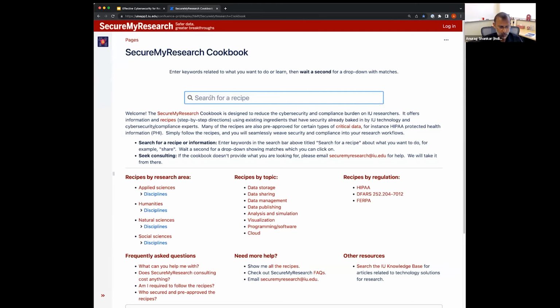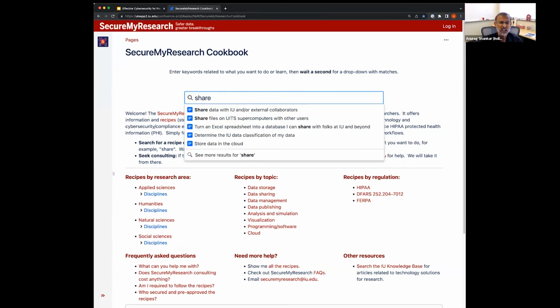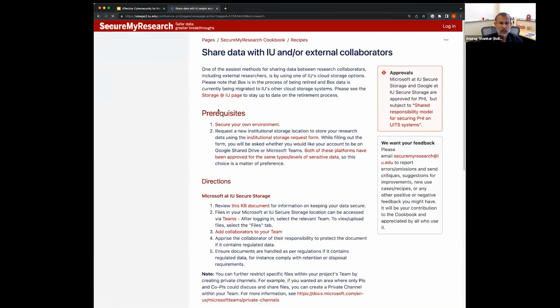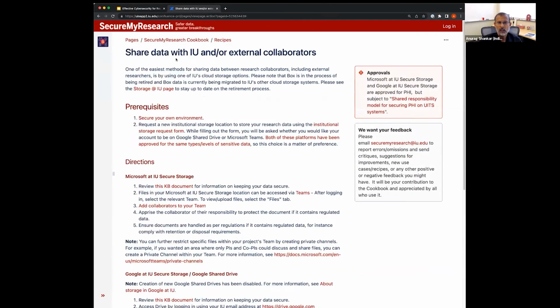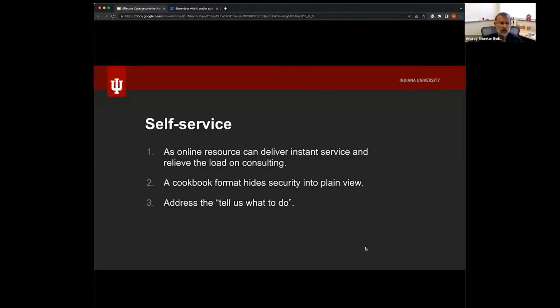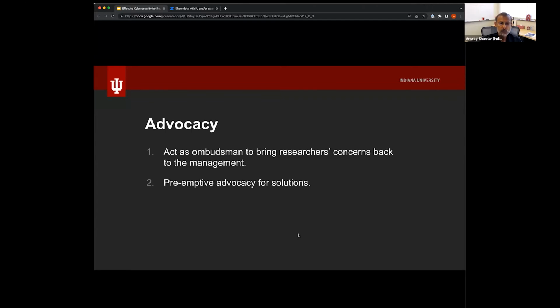So for example, here's the cookbook. You type in a keyword, and what comes back are use cases. So for example, if you said share data, the use case I've been talking about, and then there are step-by-step directions. And this is what essentially addresses the, okay, tell us what to do. So you just follow those steps, and you're compliant and secure, and so forth. And if that's not good enough, then you come to us. Email securemyresearch@iu.edu.